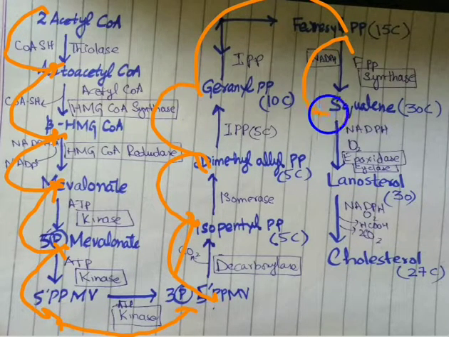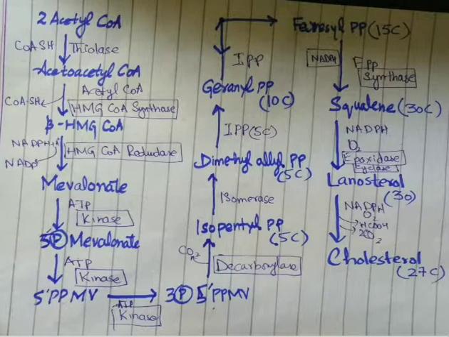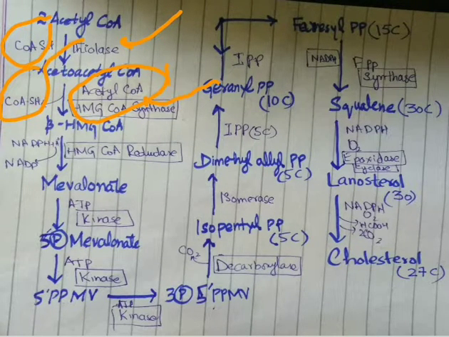Then it is converted to squalene, which is converted into lanosterol, and lanosterol is then converted into cholesterol. I have also added the enzymes that are required here. The enzymes are thiolase and HMG CoA synthase. Here one more molecule of acetyl CoA is used, and coenzyme A is also utilized.